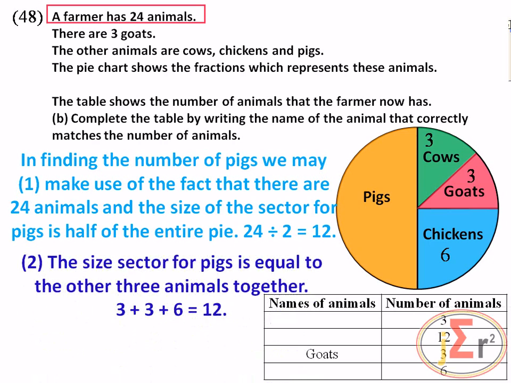We may also do it this way. The size of the sector for pigs is equal to the other 3 animals together. Is it true that when we put all these together, it is the same size as over here? Yes. Right. So because all these together is the same as this, when we add all of these, we will get this. So 3 plus 3 plus 6, and the result is 12. So we are sure. Anyhow we look at it, to begin with, how many pigs do we have? 12.